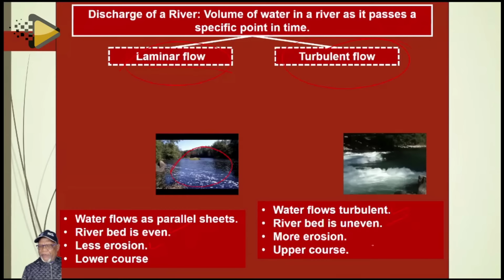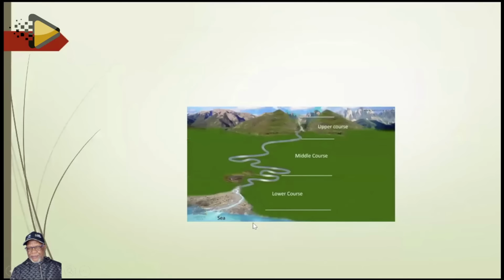And then here, in turbulent flow, water flows turbulently and the riverbed is uneven. What do we mean it's uneven? There are waterfalls, there are rapids, there is more erosion, and this process is more likely to take place in the upper course. But in the lower course, there is more balance between erosion and deposition. Here, we have dominant erosion as a process.